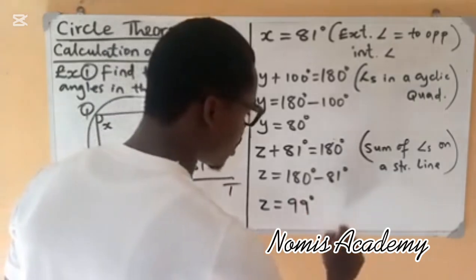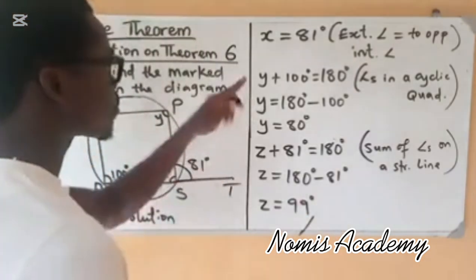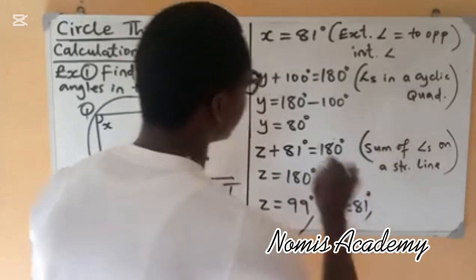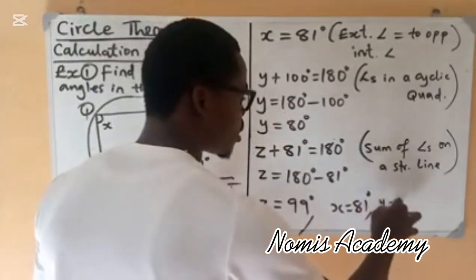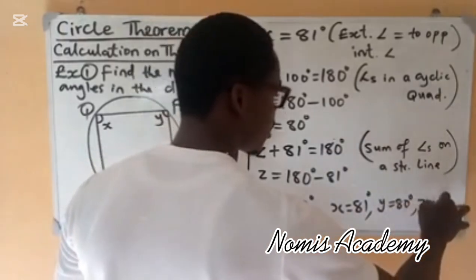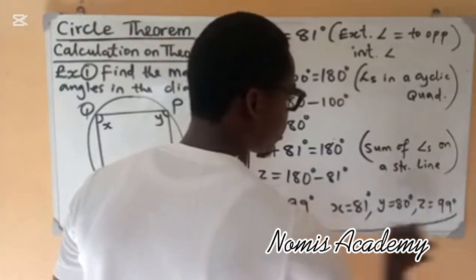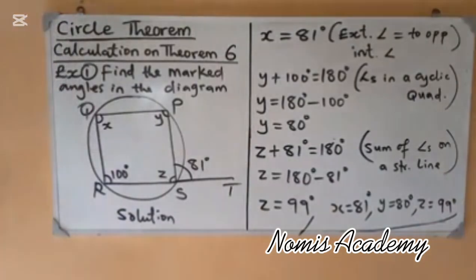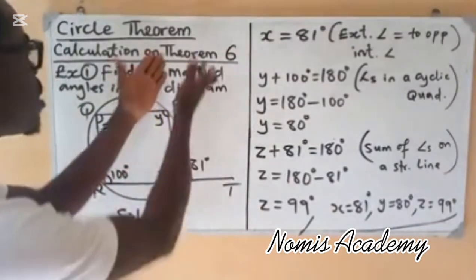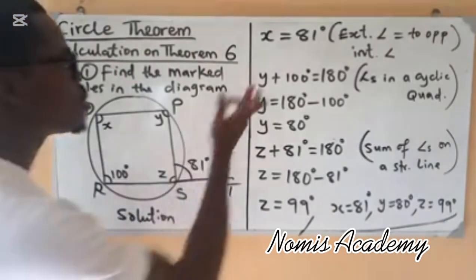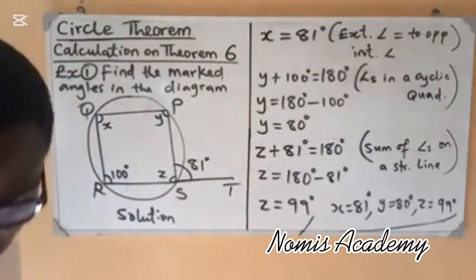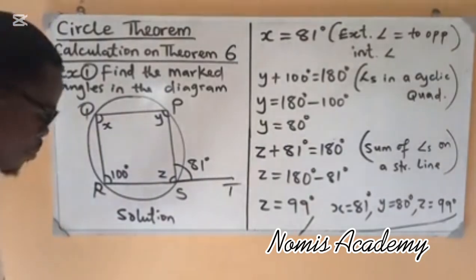So you can see that the value of X is 81, the value of Y is 80, and then Z is 99 degrees. So these are the sizes of the marked angles. We used the idea in Theorem 6 to find the value of X. All right, let's pick another example.